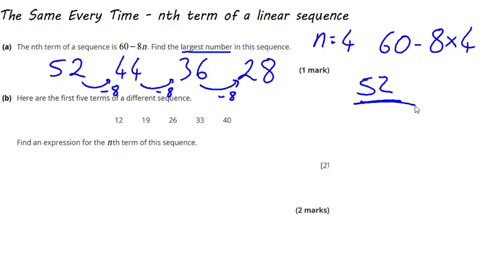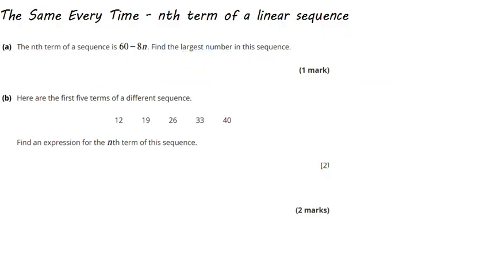Part B, here are the first 5 terms of a different sequence. So it's a different sequence. Find an expression for the nth term of this sequence. So we need the nth term formula, which always looks like some number times n plus or minus some other number. And if you've been watching the previous videos, you know the first thing we must do is work out the difference between each number.